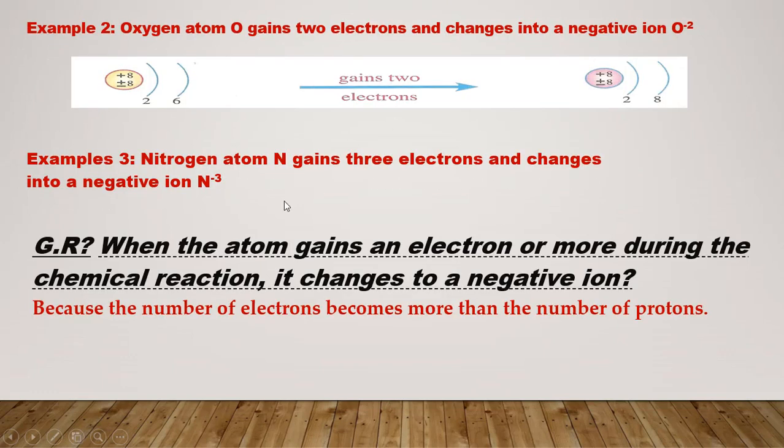Example number 3, nitrogen atom, N, and nitrogen contains 7 electrons, 2, 5. It needs 3 electrons to complete the outermost energy level and gains 3 electrons and it changes into a negative ion N negative 3. So give reason: when the atom gains an electron or more during the chemical reaction, it changes into a negative ion. Why? Because the number of electrons becomes more than the number of protons.